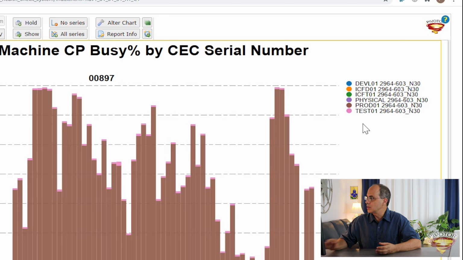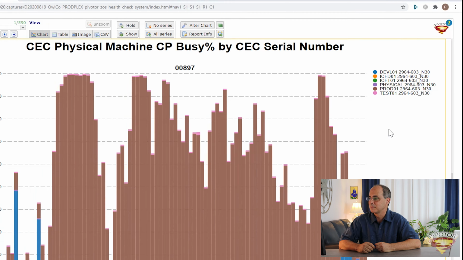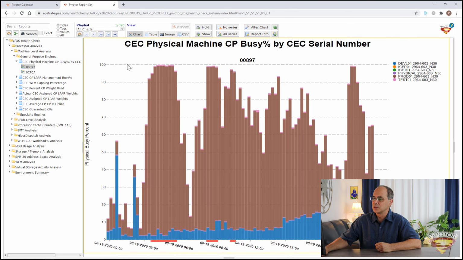Now on this machine, we have an LPAR called DevL01, we have an LPAR called ICF01, ICFT01, we have one called Prod01, and we have one called Test01. The physical is not an LPAR, and that's because we think of physical as being a bucket of time that we know that PR/SM is using to manage the entire machine. So we want to look at that, and we want to include that in our utilization as well, since PR/SM is using it. So let's look to see how we look at this machine.